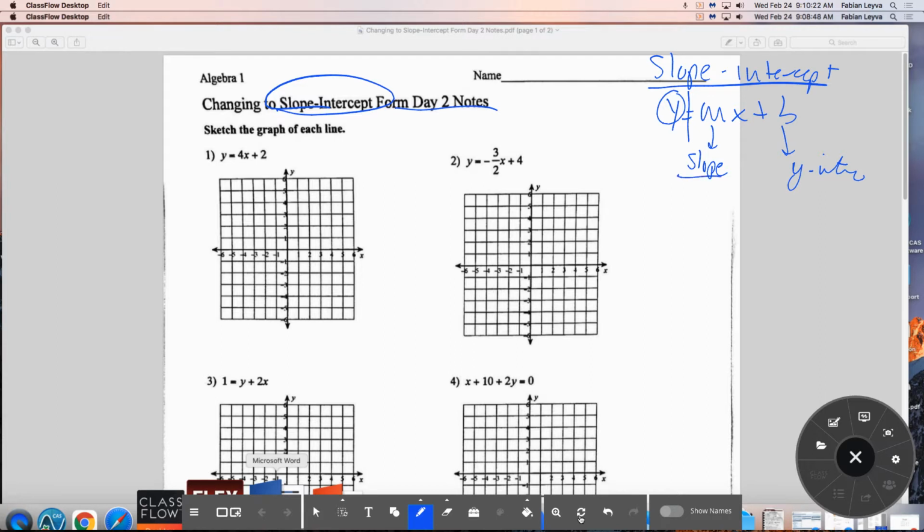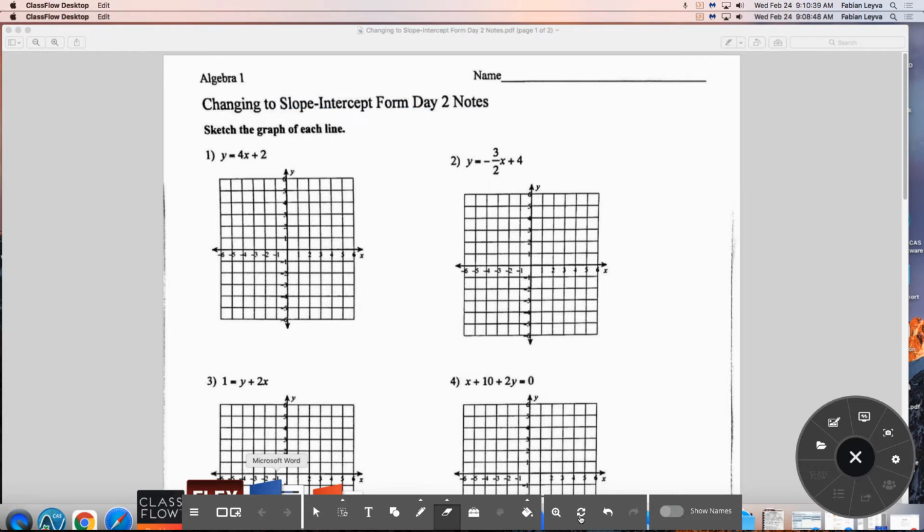Your slope is always going to be multiplying the x, and your y-intercept is going to be what is adding or subtracting to that x. And then, of course, we could use the y-intercept and the slope to graph a line in our coordinate system. So make sure that you understand that, so that way you could use it when graphing. So let's go ahead, let's start.